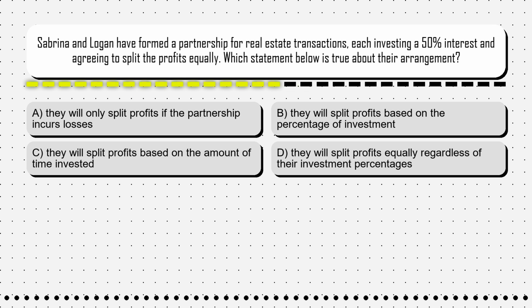Option A, they will only split profits if the partnership incurs losses. Option B, they will split profits based on the percentage of investment. Option C, they will split profits based on the amount of time invested. Option D, they will split profits equally regardless of their investment percentages.